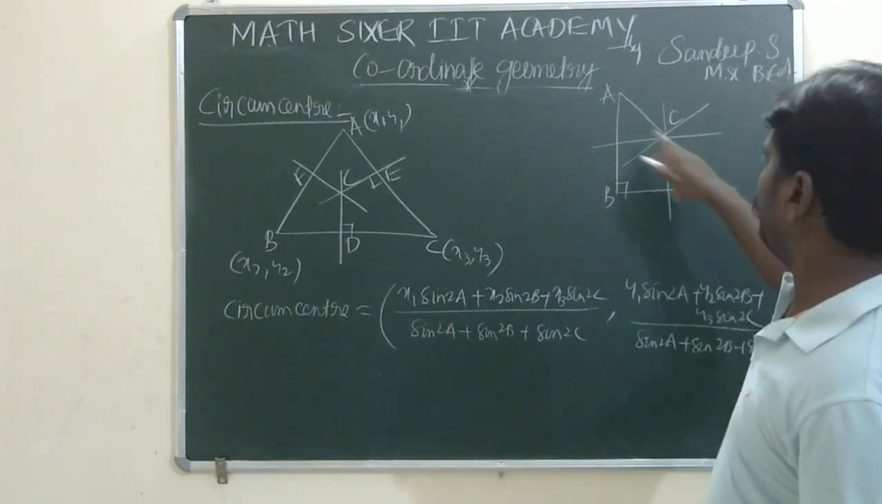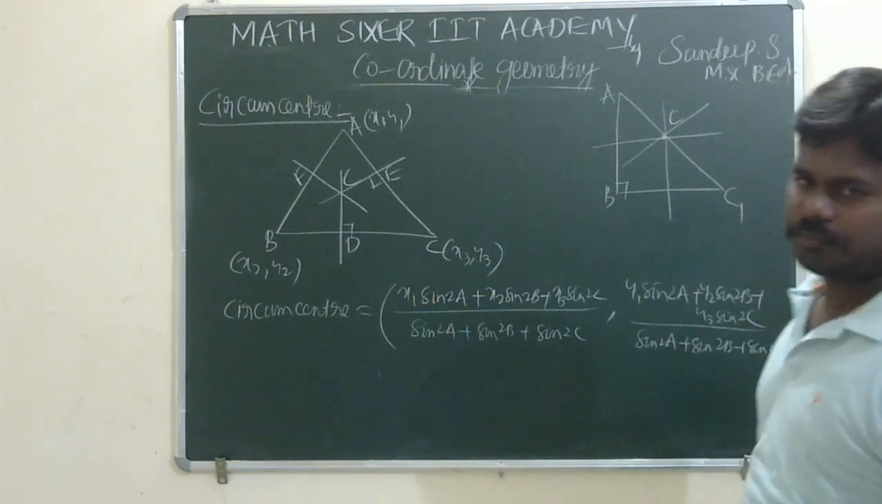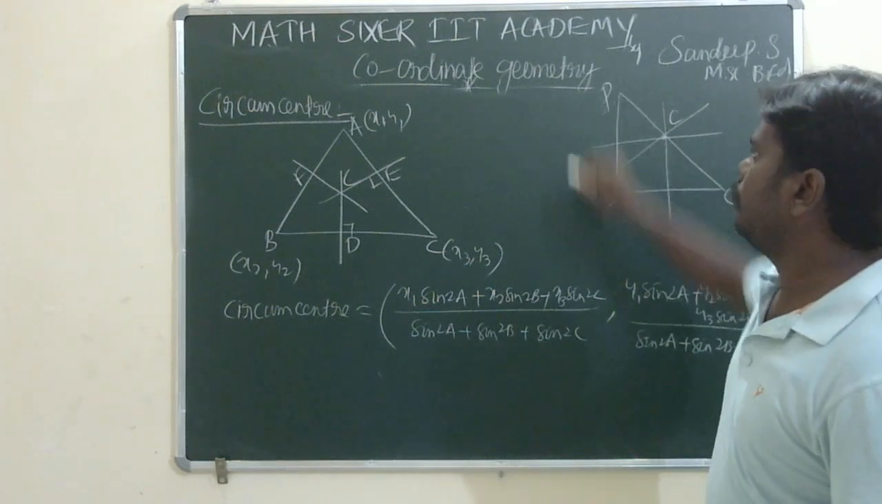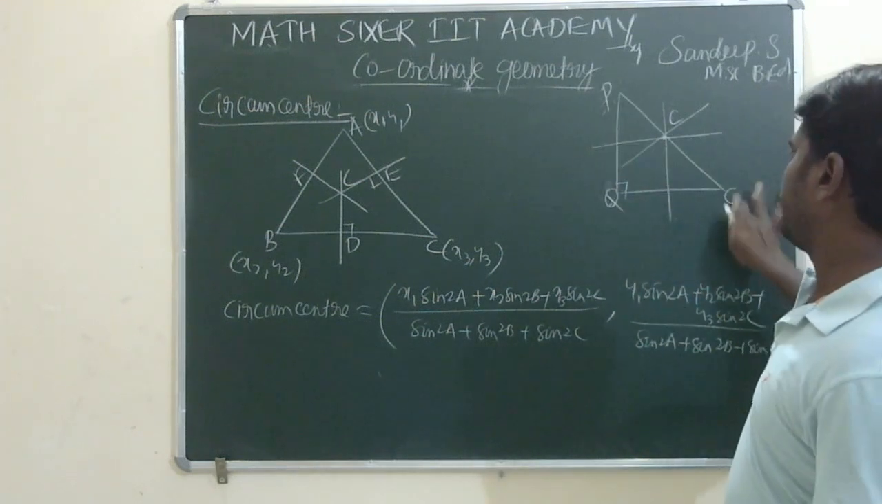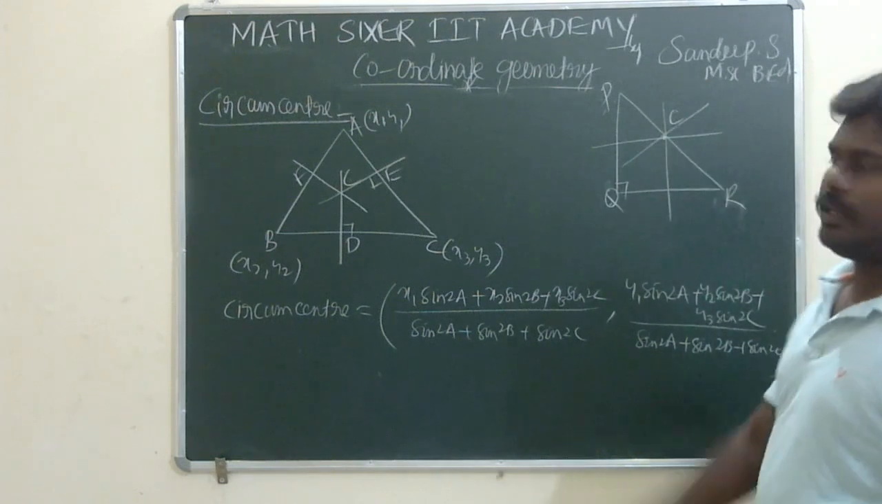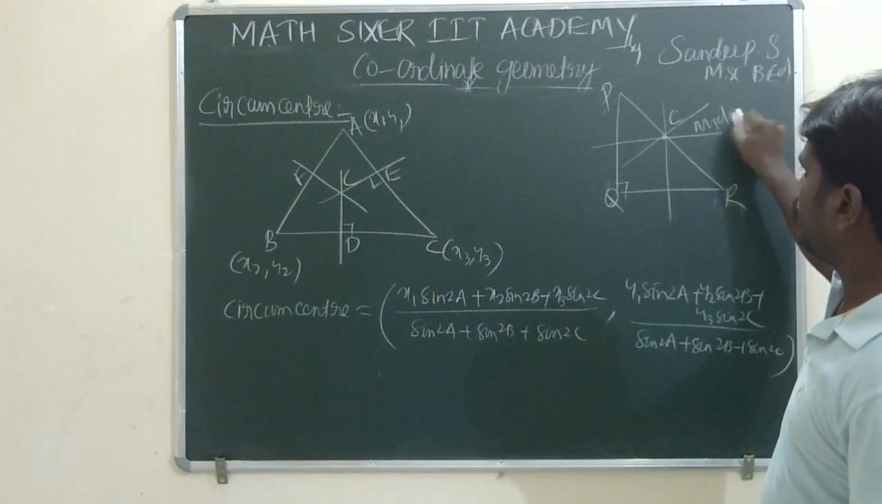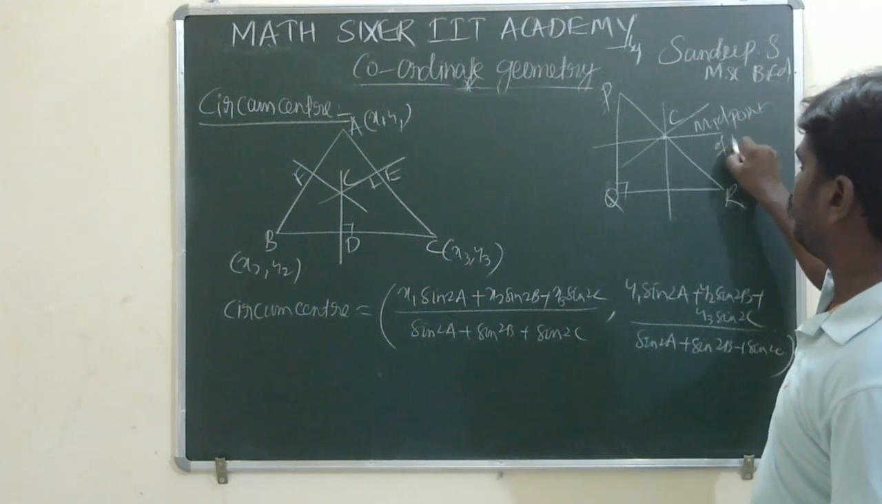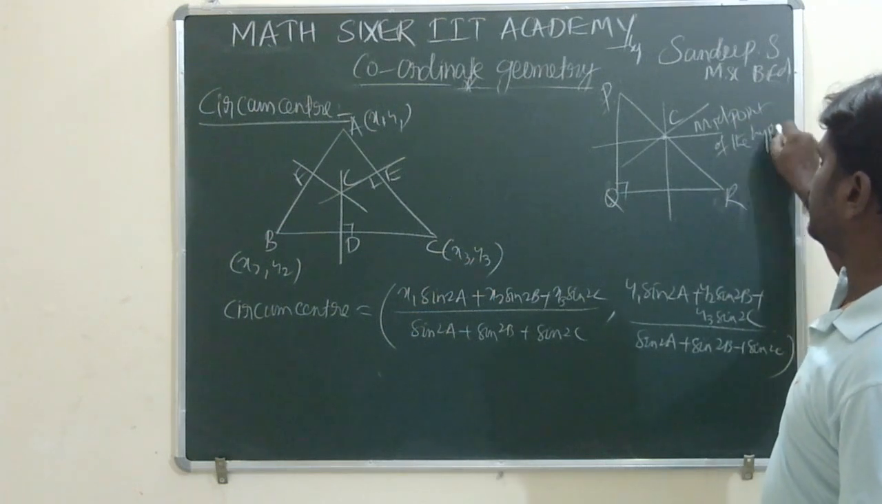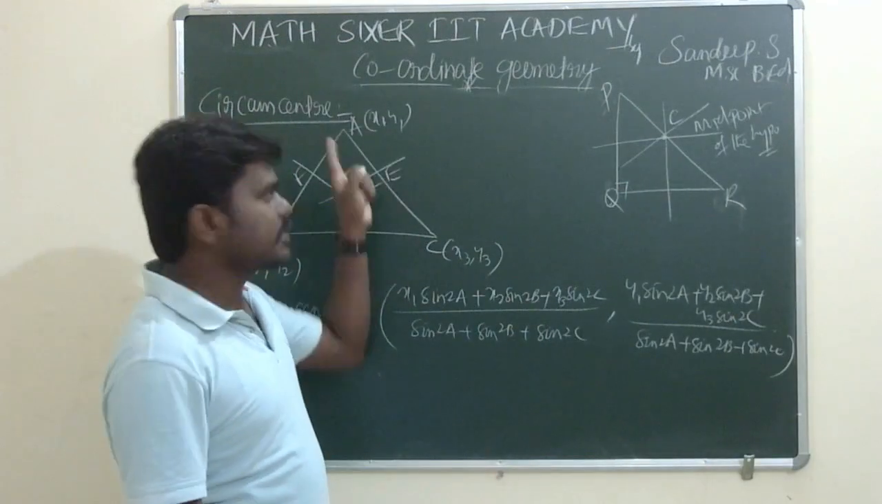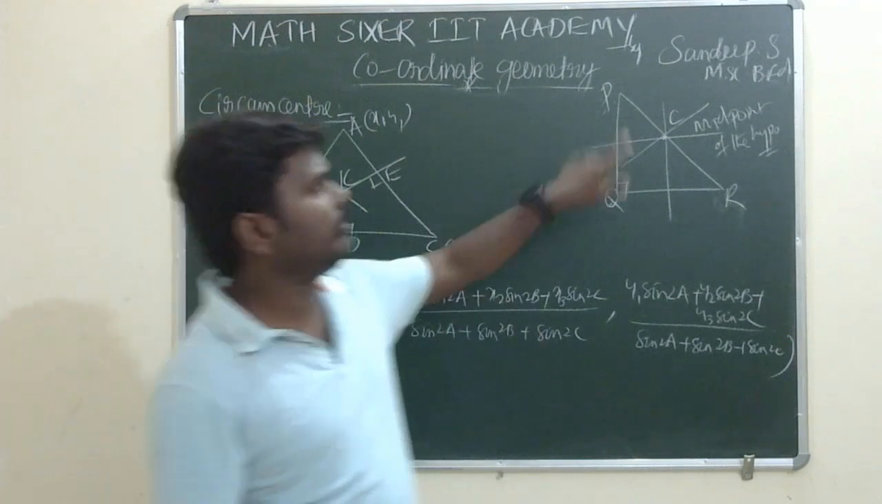When you have confusion, you can take this as C1 for triangle ABC, and you can take this as C, or you can take triangle PQR. Better. Then here C is the circumcenter. So here C is the midpoint of the hypotenuse. So in a right triangle, the circumcenter is the midpoint of the hypotenuse.